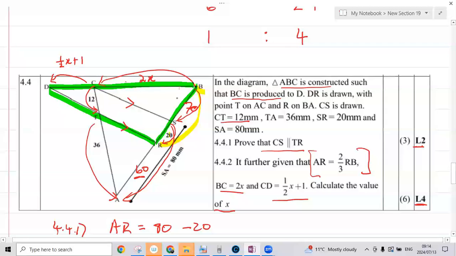Very important for you to know that the first question, they made us prove that CS is parallel to TR, which we are going to be using in our second question. Okay? And remember, that is very important for this particular question. Okay, let's go for it. So now, in order for us to solve, we're going to say, there we go, DC over CB.